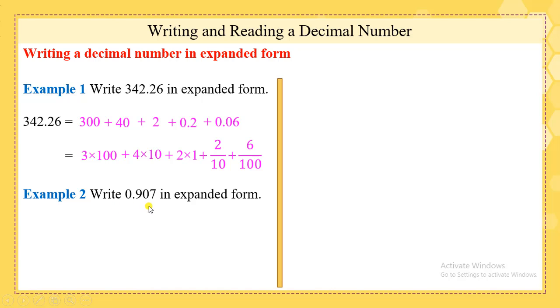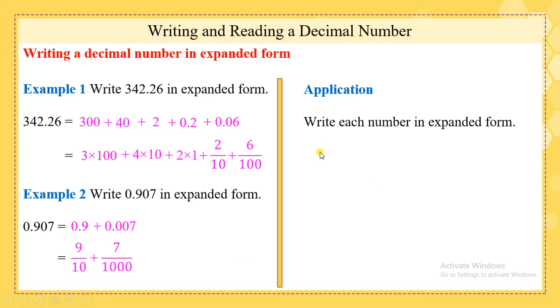Example 2. Write 0.907 in expanded form. 0.907 is equal to 0.9 plus 0.007, which is equal to 9 over 10 plus 7 over 1000. We have 0 in the whole number part. We didn't put it in the expanded form.